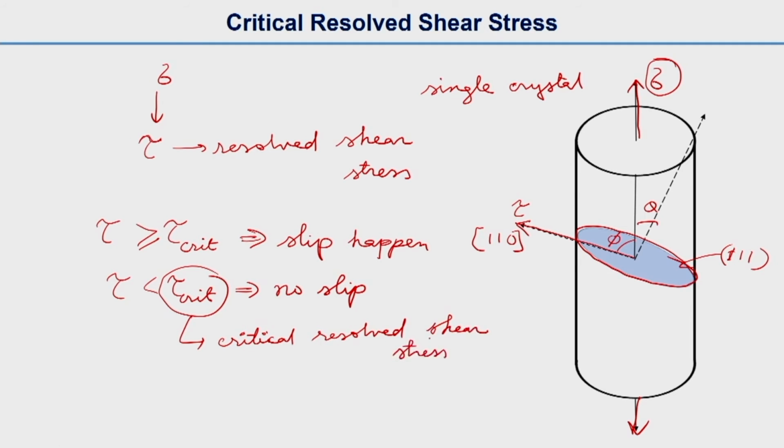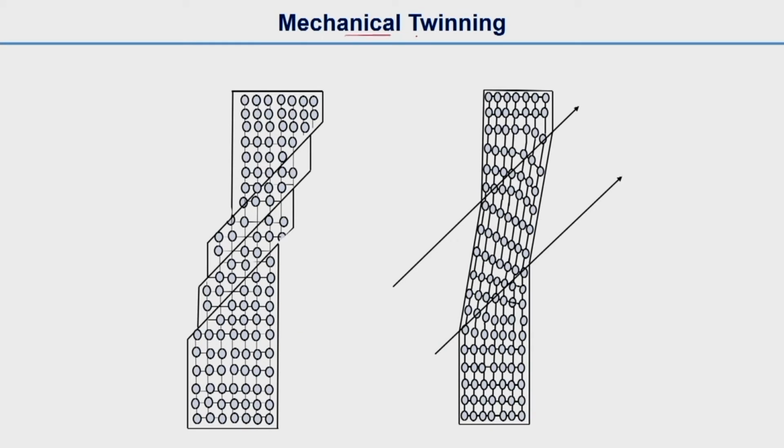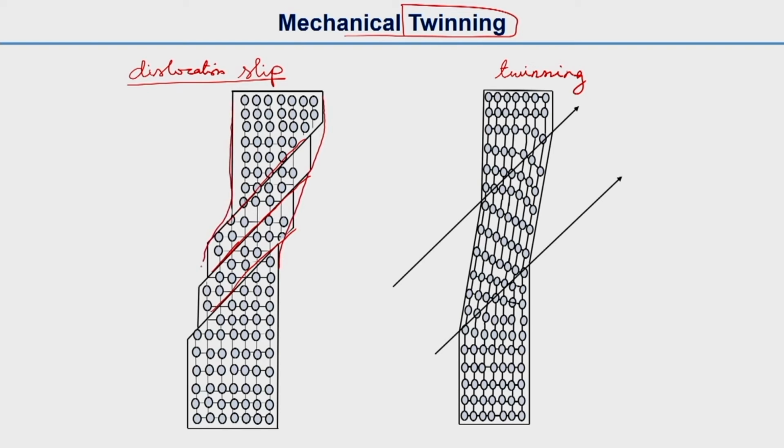We will now talk about mechanical twinning. As I told you, twinning is also a plastic deformation mechanism. Here on the left hand side we are showing you slip, that means dislocation slip, and on the right hand side we are showing mechanical twinning. In slip, these are the slip planes where the slip happens, and ultimately we get a deformed shape like this. This deformed shape is formed because many dislocations go out of the crystal and form these steps.